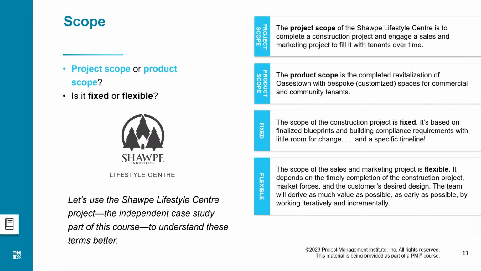The team will derive as much value as possible, as early as possible, by working iteratively and incrementally. So here we are doing it agile. On top, the first part of the project is fixed or predictive, and the final part of the project is flexible or agile. So overall, this project can be termed as a hybrid project.